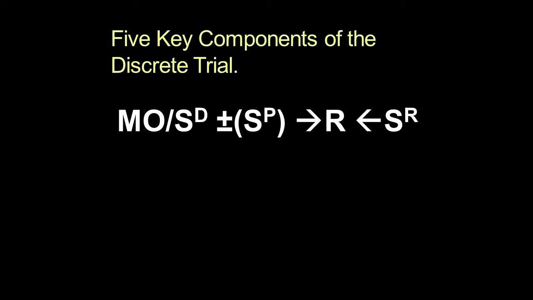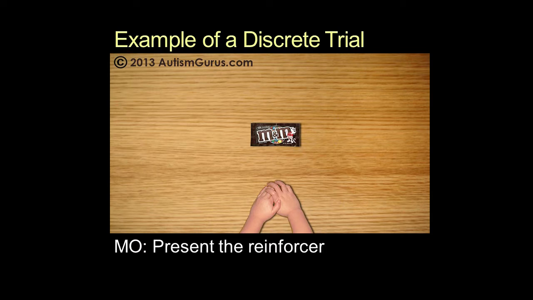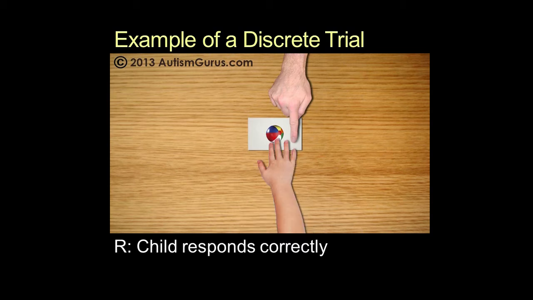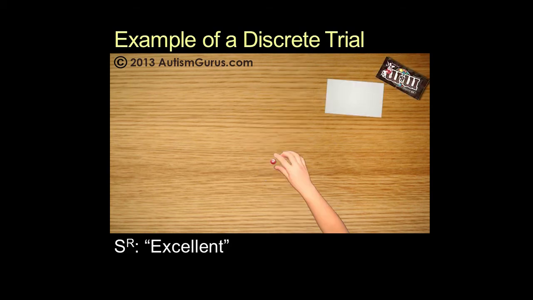Let's go through an example of this in practice so you have a general idea about what each step is that we're talking about. Here, we place a reward on the table. This strengthens the establishing operation, or motivation, assuming that the child is hungry. We present our instruction, or SD, "touch ball," and we simultaneously prompt by pointing to the correct card. Next, the child responds correctly by touching the correct card. Finally, we give verbal praise, "excellent," and an M&M as a reward.